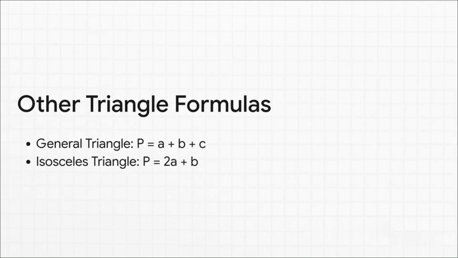Nice! Triangles could be a mixed bag too. For a general triangle where all 3 sides are different lengths, you just add them all up. A plus B plus C. Super straightforward. But for an isosceles triangle, that's the one with 2 equal sides, you can use a little shortcut. 2 times the equal side A plus that one different base B.